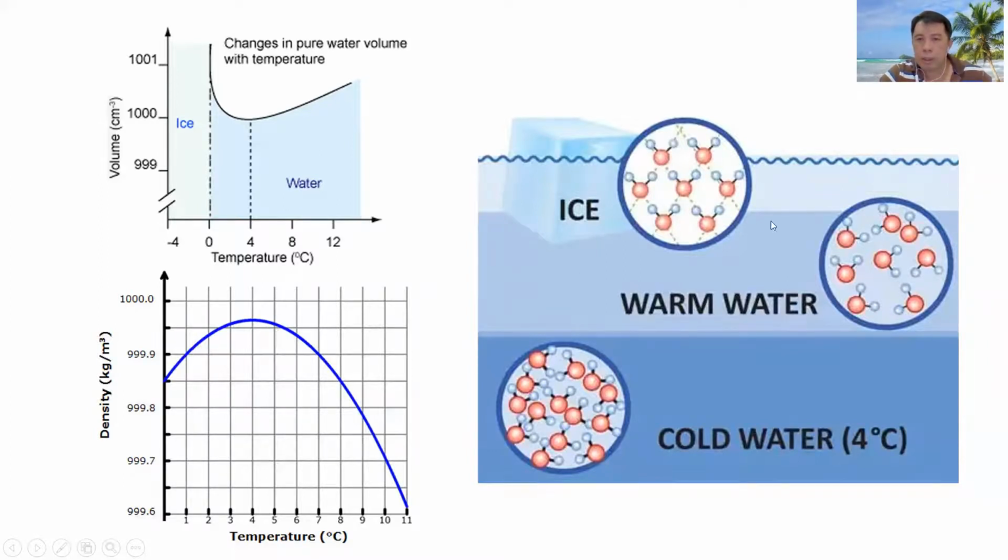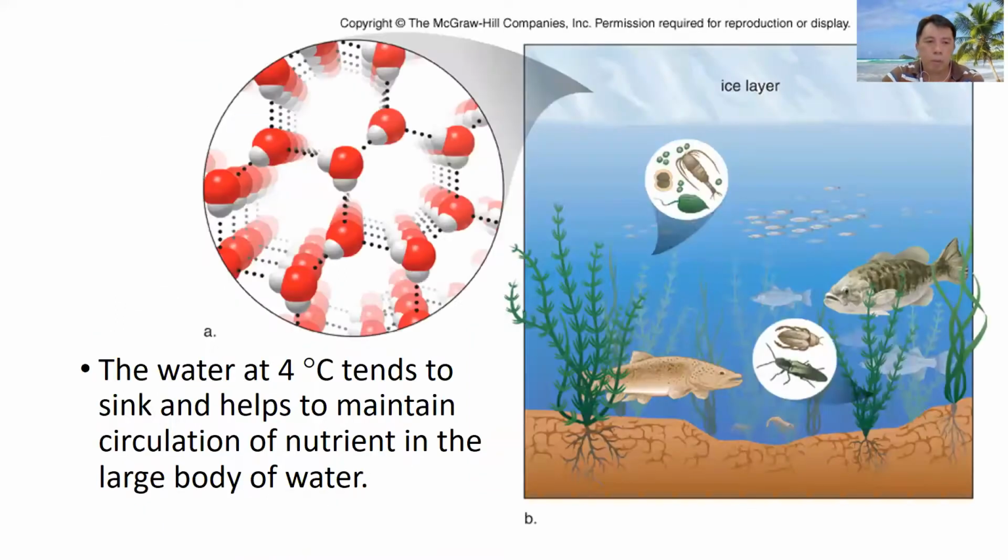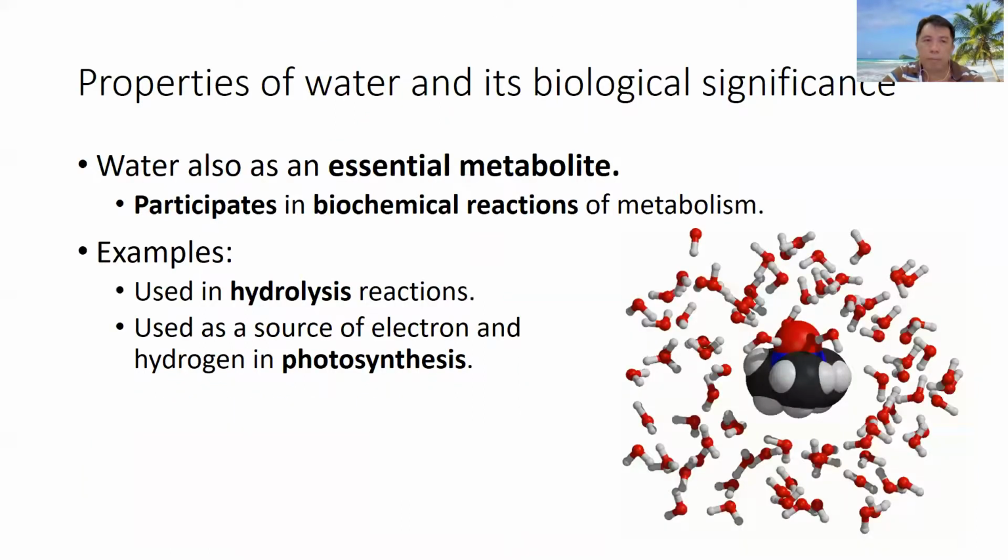So this is the arrangement of the water molecules. In the ice, you can see the water molecules arranged far apart due to the hydrogen bonds. And then in warm water, you can see the water molecules move freely, but they also have spacings. So at 4 degrees Celsius, the water molecules are very, very close together, even though they can move freely. So the water at 4 degrees Celsius tends to sink and helps to maintain the circulation of nutrients in a large body of water at different water levels.